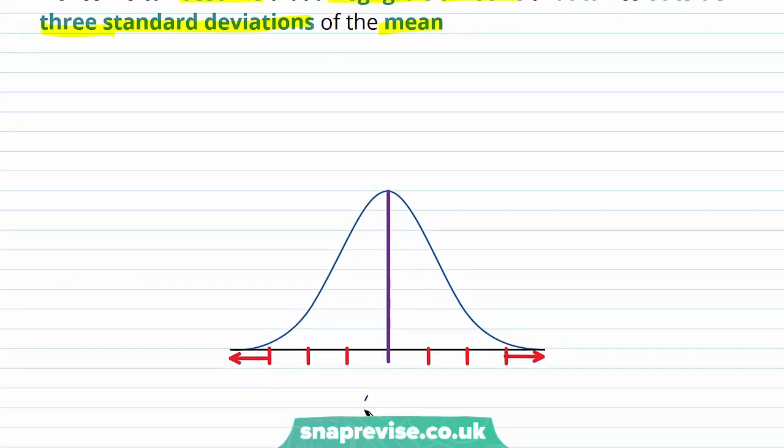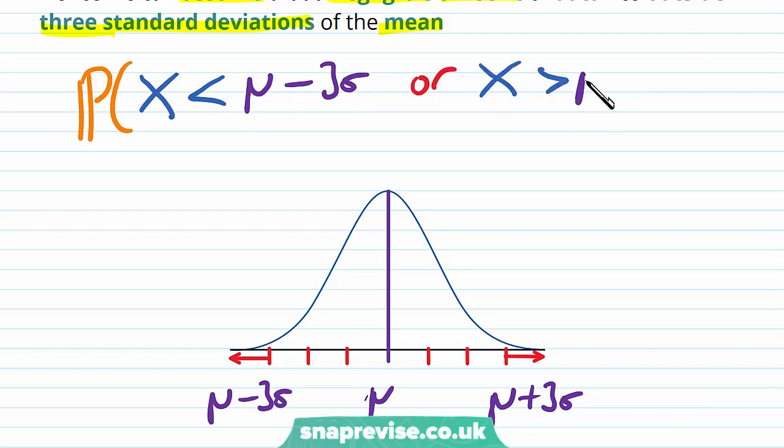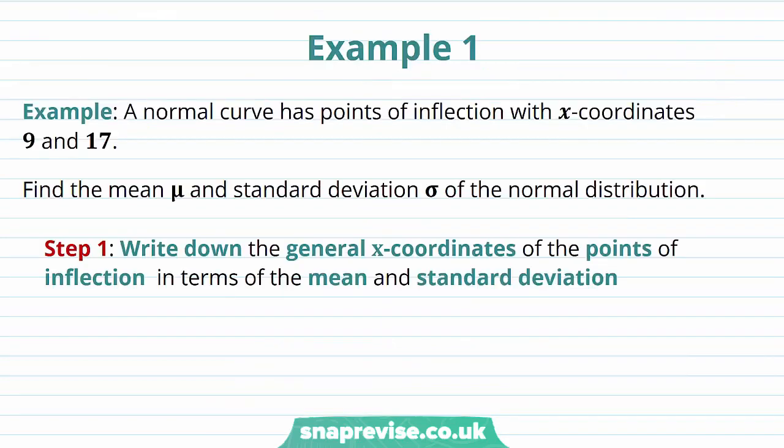If we look at our mean mu, and we look at the area beyond mu plus 3 sigma and under mu minus 3 sigma, then we can conclude that the probability that x is less than mu minus 3 sigma or x is greater than strictly mu plus 3 sigma is approximately equal to 0. The area outside this range, just in this little bit here and this little bit here, can be approximately assumed to be 0. Let's take a look at some examples.